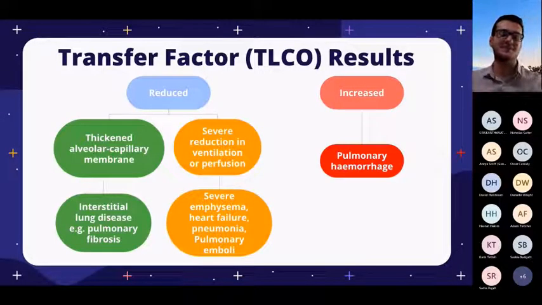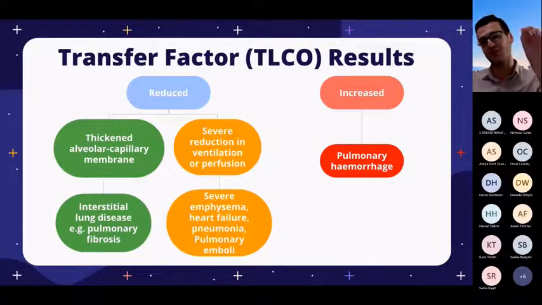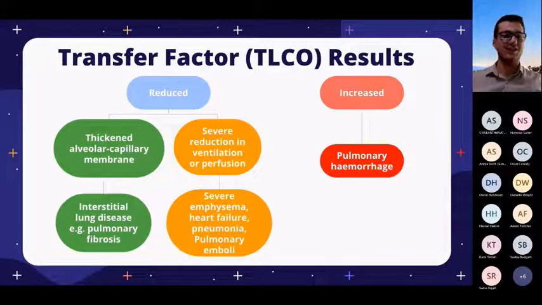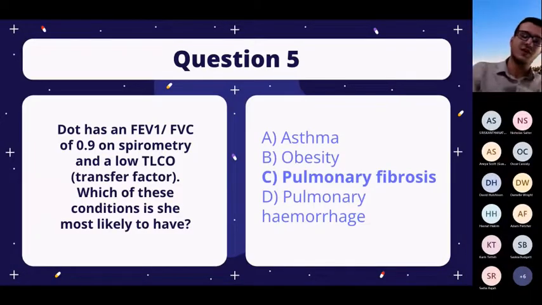Now, transfer factor is basically something that tells you how well gas exchange is happening in your lungs. How well is a little bit of oxygen in your alveoli getting onto your red blood cells? So if it's reduced, there can be multiple reasons for that. It can be because the membrane between the air and the blood is very thick in pulmonary fibrosis. So that's one thing. So well done. In this question, pulmonary fibrosis is the right answer because of this thickened membrane causing the reduced transfer factor.